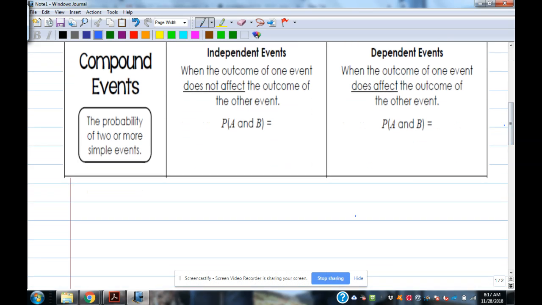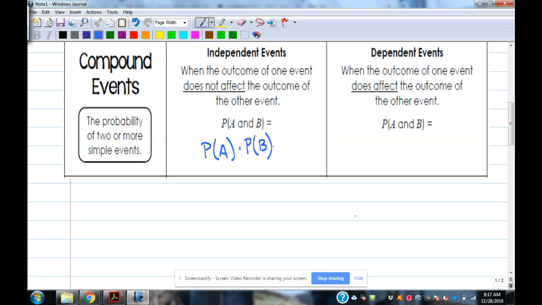All right. Compound events. So flipping over to the back side of that. When we talk about compound events, there's 2 different kinds of compound events. There's independent events and there's dependent events. Okay, so independent events, the outcome of one event is not going to affect the other event. Okay, so when we do that, the probability is an "and" situation. Okay, and to find the probability of an "and" situation, you multiply the 2 probabilities together.